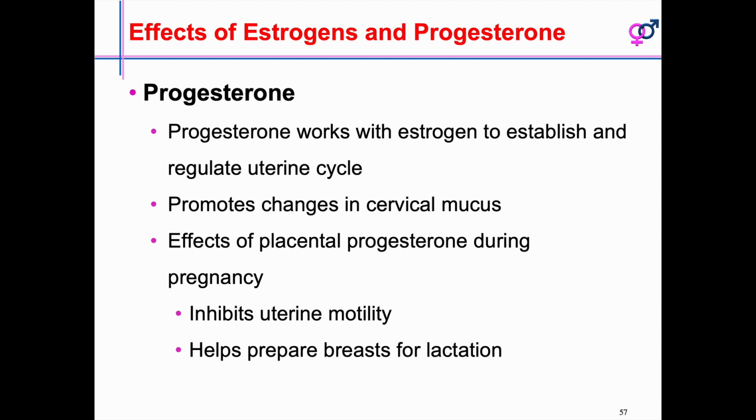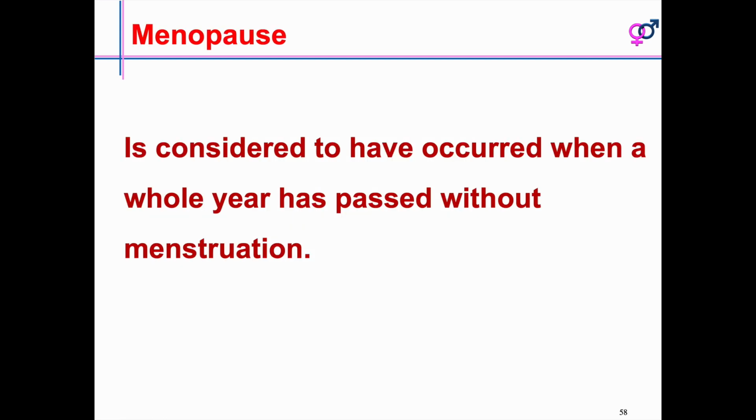Okay, now if you look at the function of progesterone, it works with estrogen to establish and regulate the uterine cycle, promotes changes in cervical mucosa, has effects of placental progesterone during pregnancy, inhibits uterine motility, and helps prepare the breast for lactation. These are all the functions of progesterone. Menopause takes place around 45 to 50 years of age. So what happens in menopause, there will be cessation of the menstrual cycle.